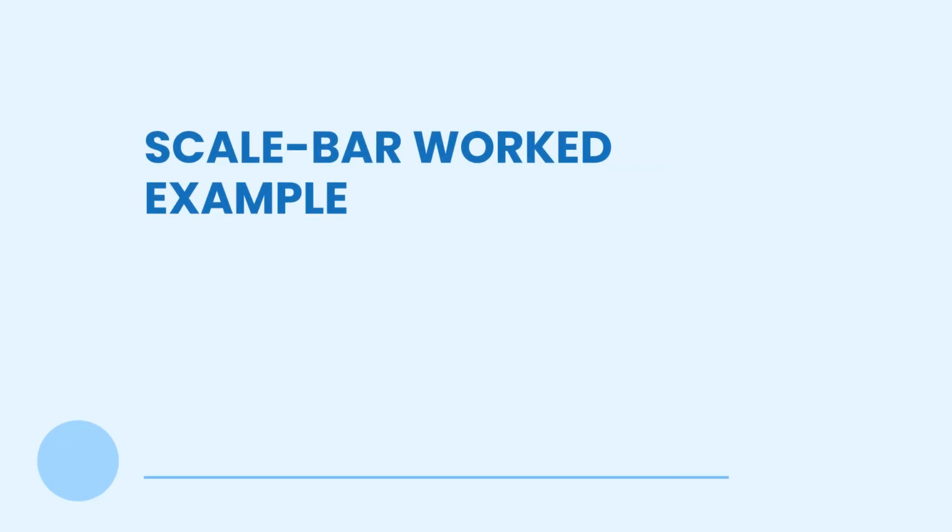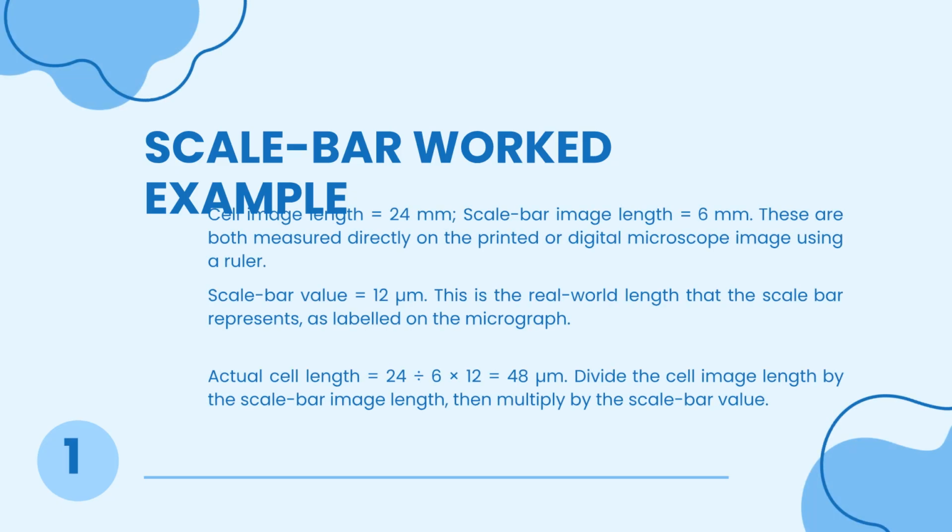Let's apply the scale bar method. If a cell measures 24 millimeters and the scale bar measures 6 millimeters, you divide the cell length by the bar length, then multiply by the scale bar's stated value of 12 micrometers to find the actual size.